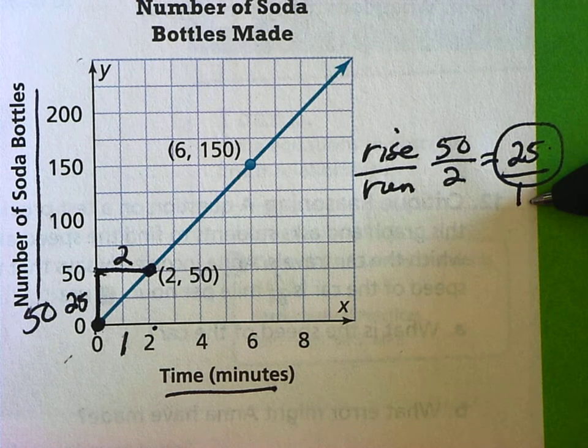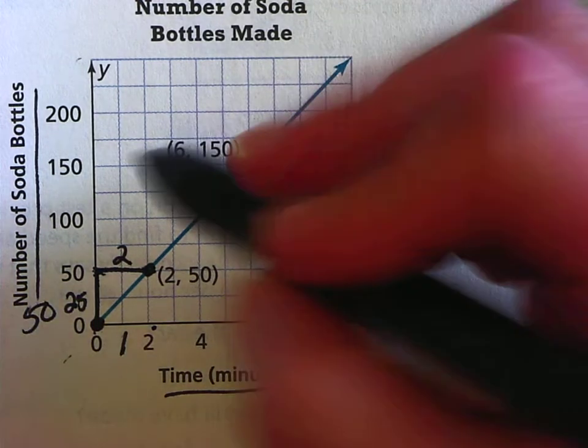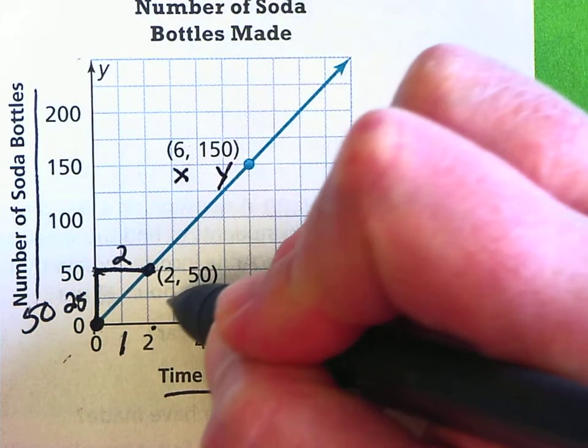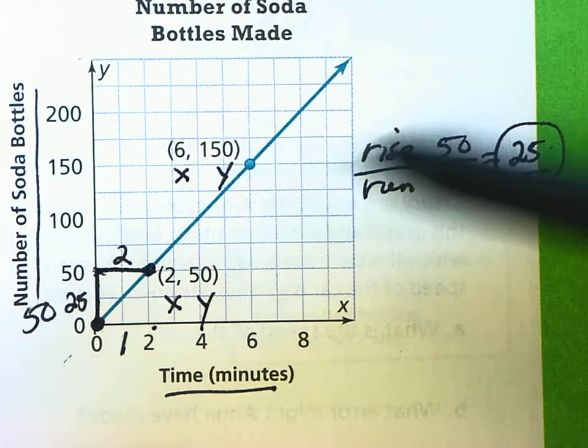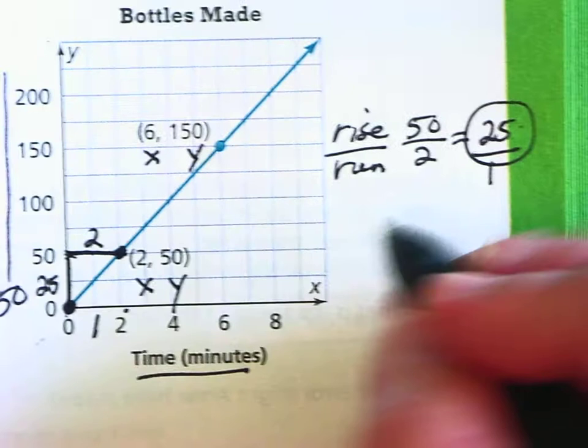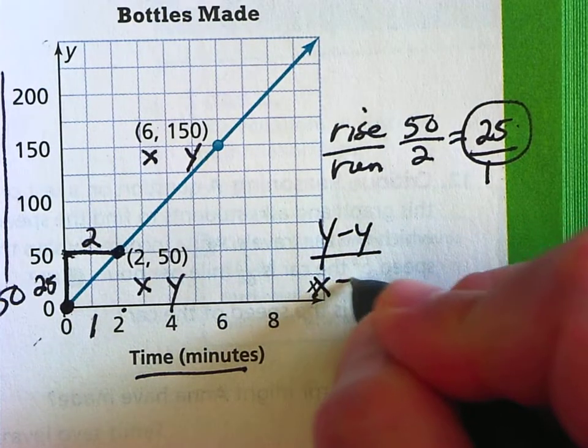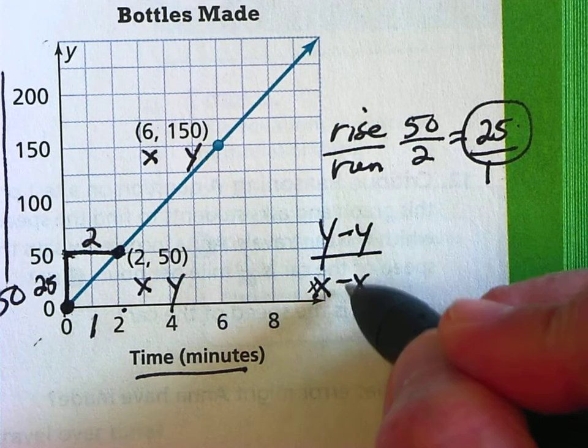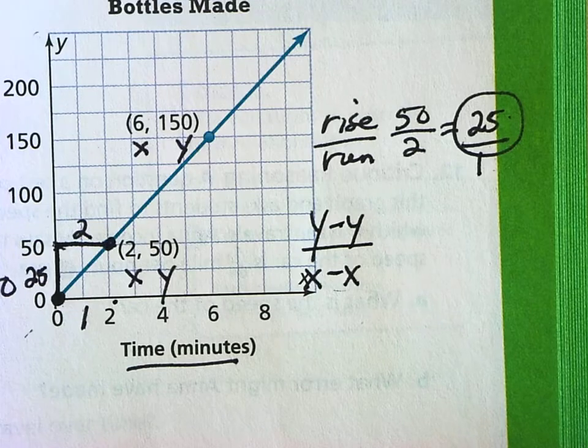That's what this says. And now let's do y minus y over x minus x and see if we get the same thing. So here are your two y numbers. Y minus y over x minus x. The change in the y numbers over the change in the x numbers. That's what that formula says.